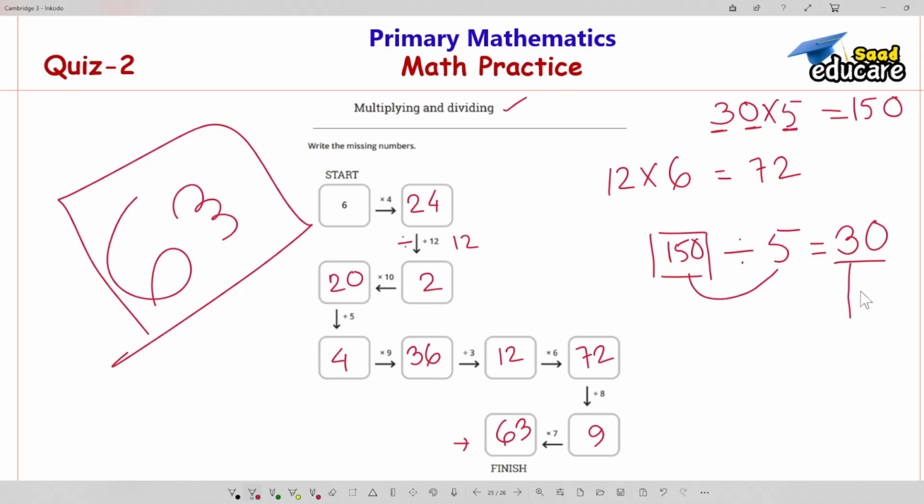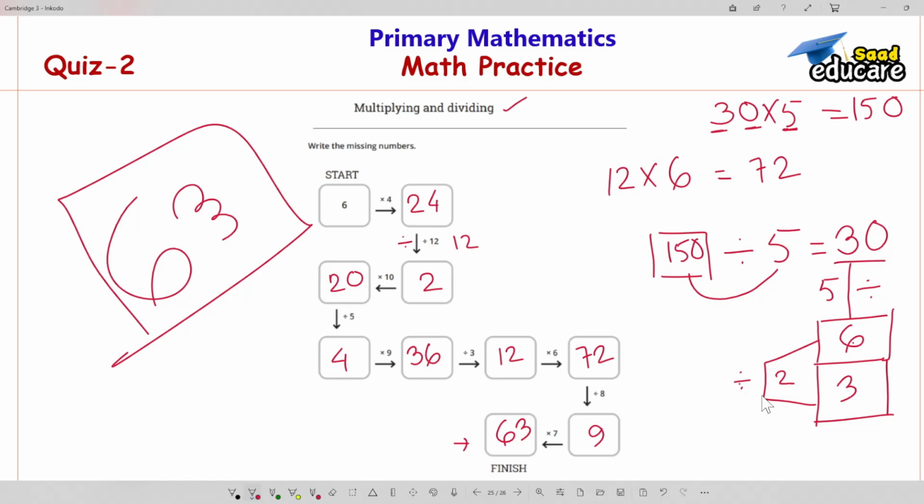Again you can make divide, and here is a division sign, and suppose here is something, and you will divide by, suppose, 5. So 30 divide 5, here is 6, and again here will be divide by 2. So 6 divide 2, here is 3. So this way you can make practice.